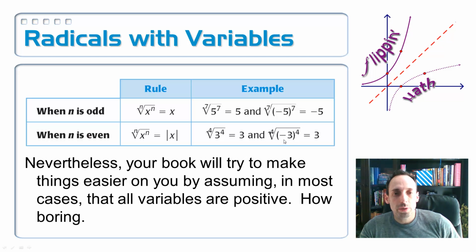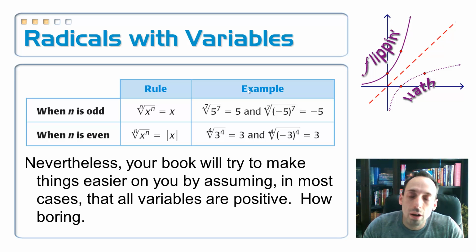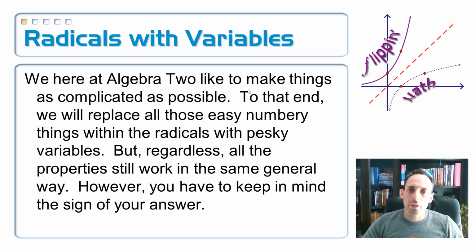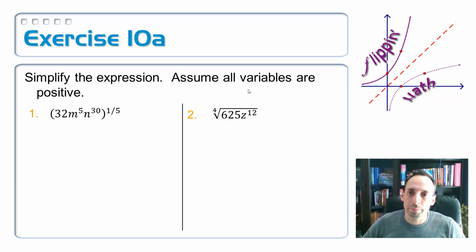And the reason why is because I have negative 3 raised to the 4th. Negative 3 raised to the 4th, it's an even number. I should get a positive number out of it. Whoa, what's going on here? Yeah, you should get a positive number out. So your book makes it simple and says, hey, make all the variables positive. Don't even have to worry about it. Okay, so simplify these expressions and assume all the variables are positive.